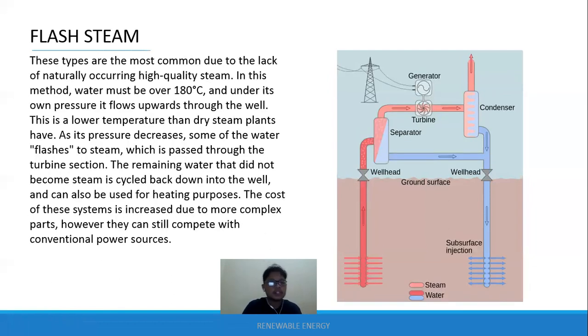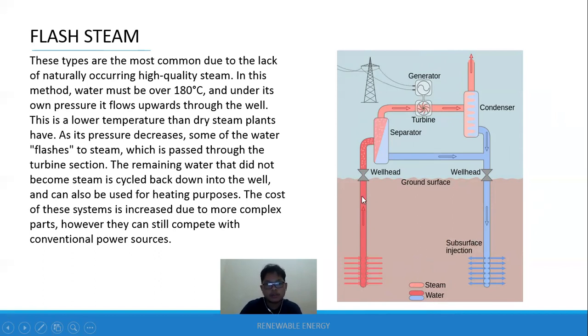So the second is flash steam. The flash steam is the most common type due to the lack of naturally occurring high quality steam. But in this method, the water must be over 180 degrees Celsius, and under its own pressure, it flows upward through the well. So we can see in this picture the flow direction of the flash steam.